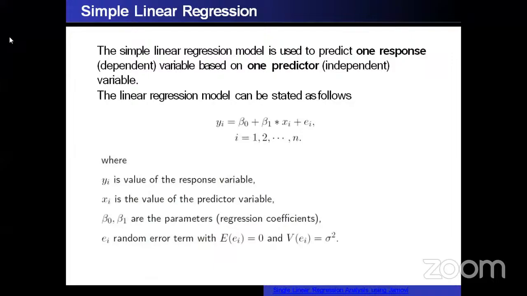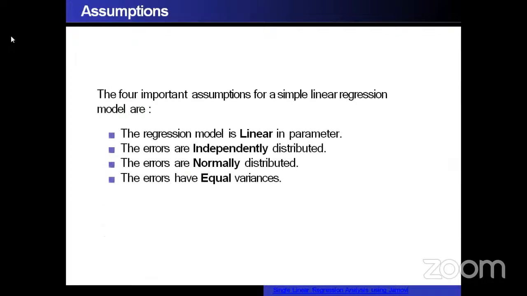The simple linear regression model can be stated as yi = β0 + β1xi + εi, for i = 1 to n. Here y is the value of the response variable, x is the value of the predictor variable, and β0 and β1 are the parameters, the regression coefficients. εi is the random error term, that is, any error which occurs. The simple linear regression model is used to predict one response variable based on one predictor variable.